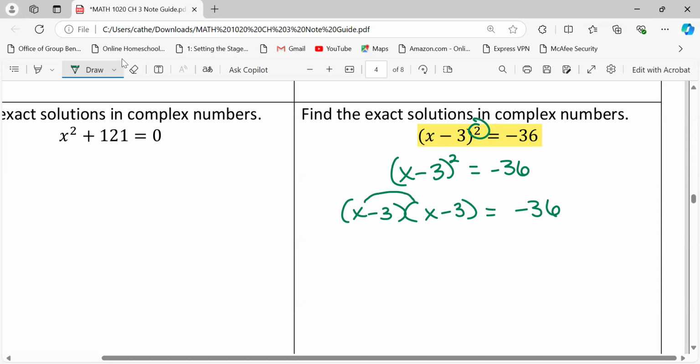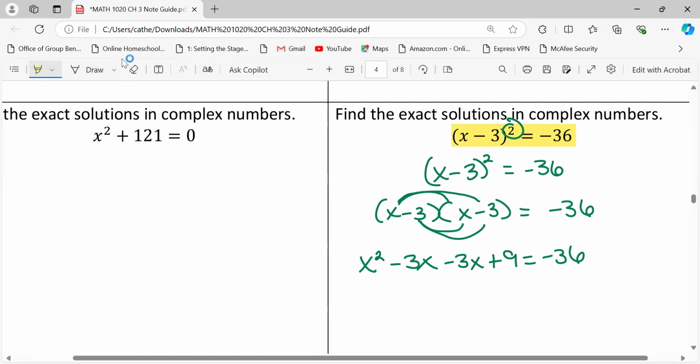So x times x is x squared. X times -3 is -3x. Then we're going to do the -3 times everything. So I have another -3x. Then -3 times -3 is a +9. These two terms are the same because they both have a single x on them. So negative 3 minus 3 is going to give me negative 6.